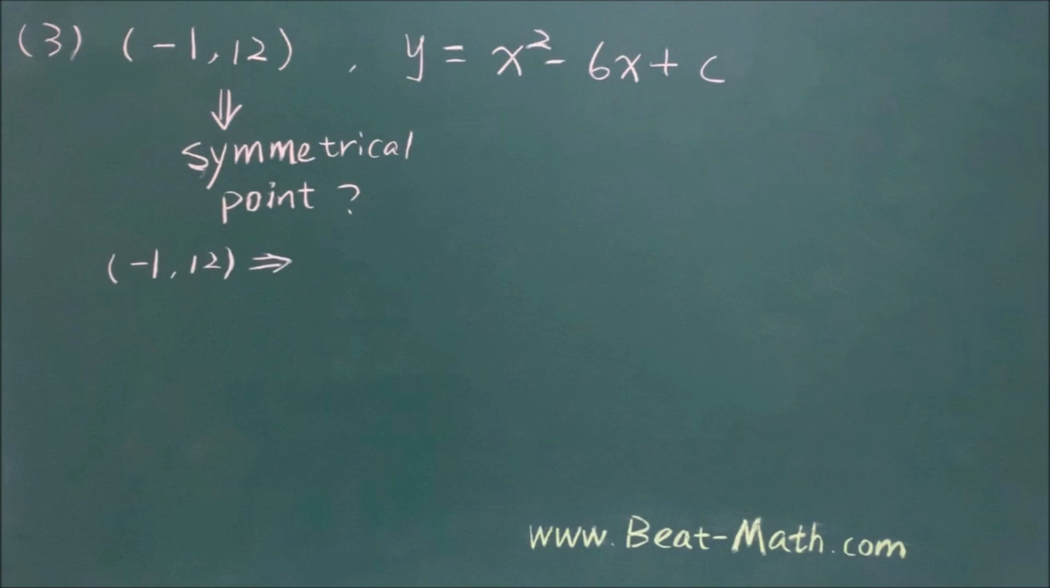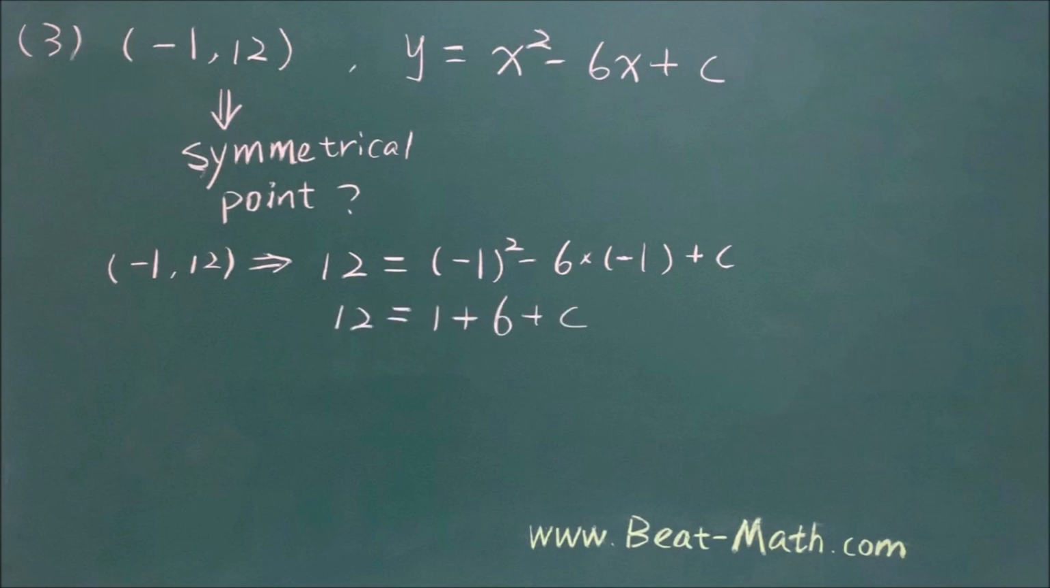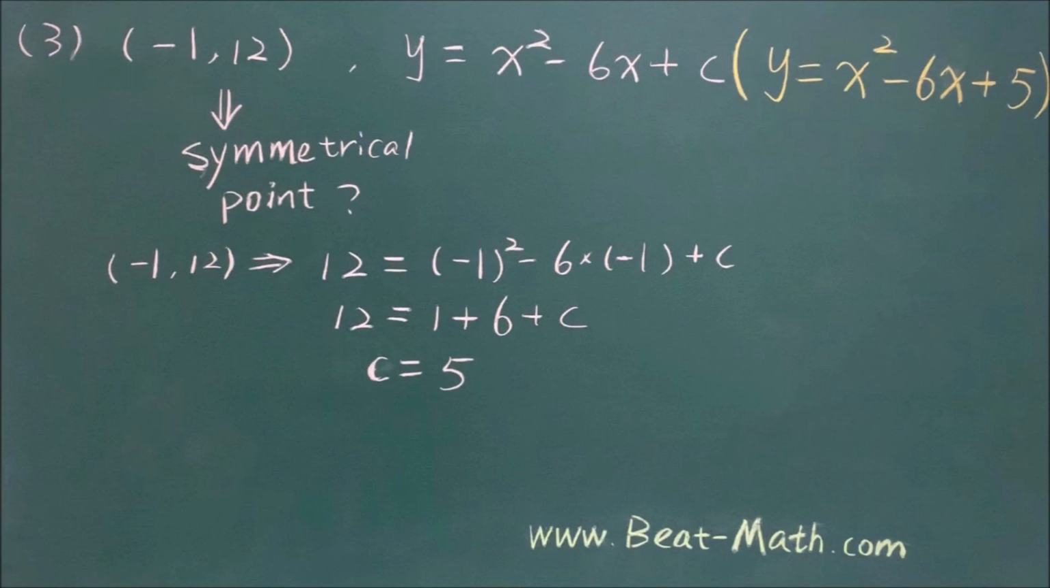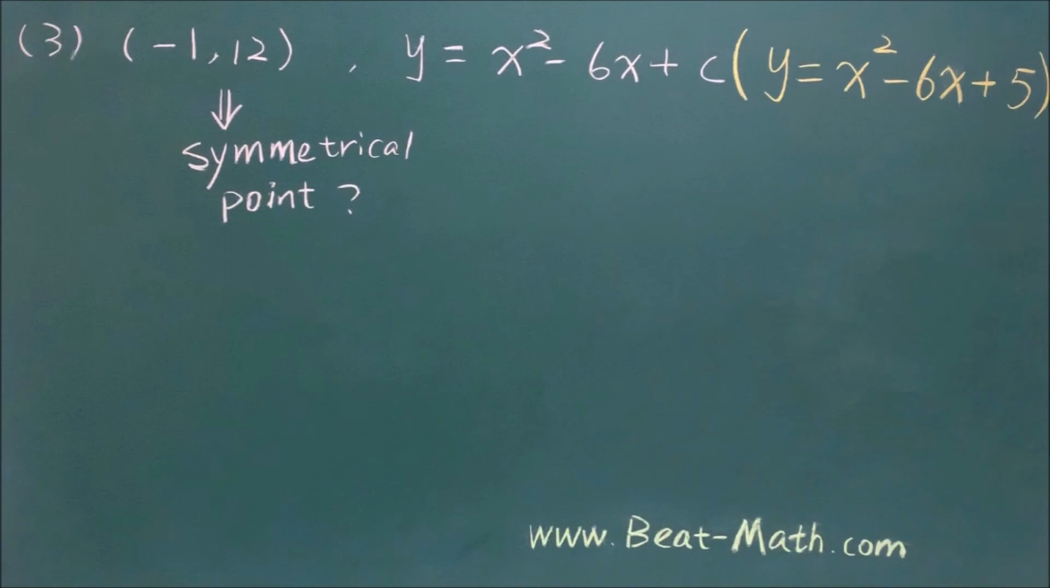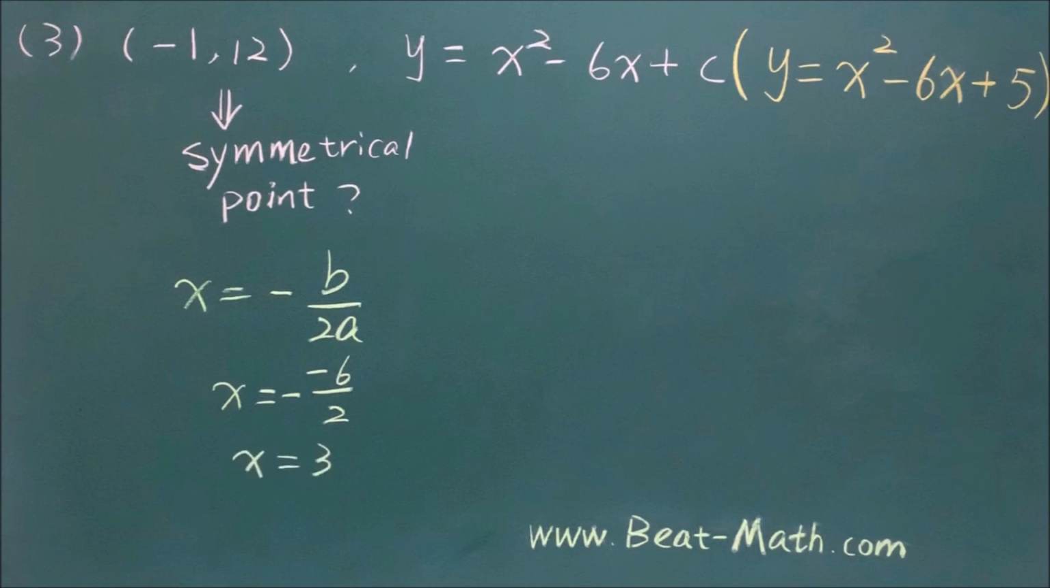The function becomes 12 equals (-1) squared minus 6 times (-1) plus c. Remove the parentheses and we get 12 equals 1 plus 6 plus c. So c equals 5. The expression of the function is y equals x squared minus 6x plus 5. As we already learned, the axis of symmetry of the parabola is x equals negative b over 2a. Here, x equals negative 1 times negative 6 over 2, which is x equals 3.